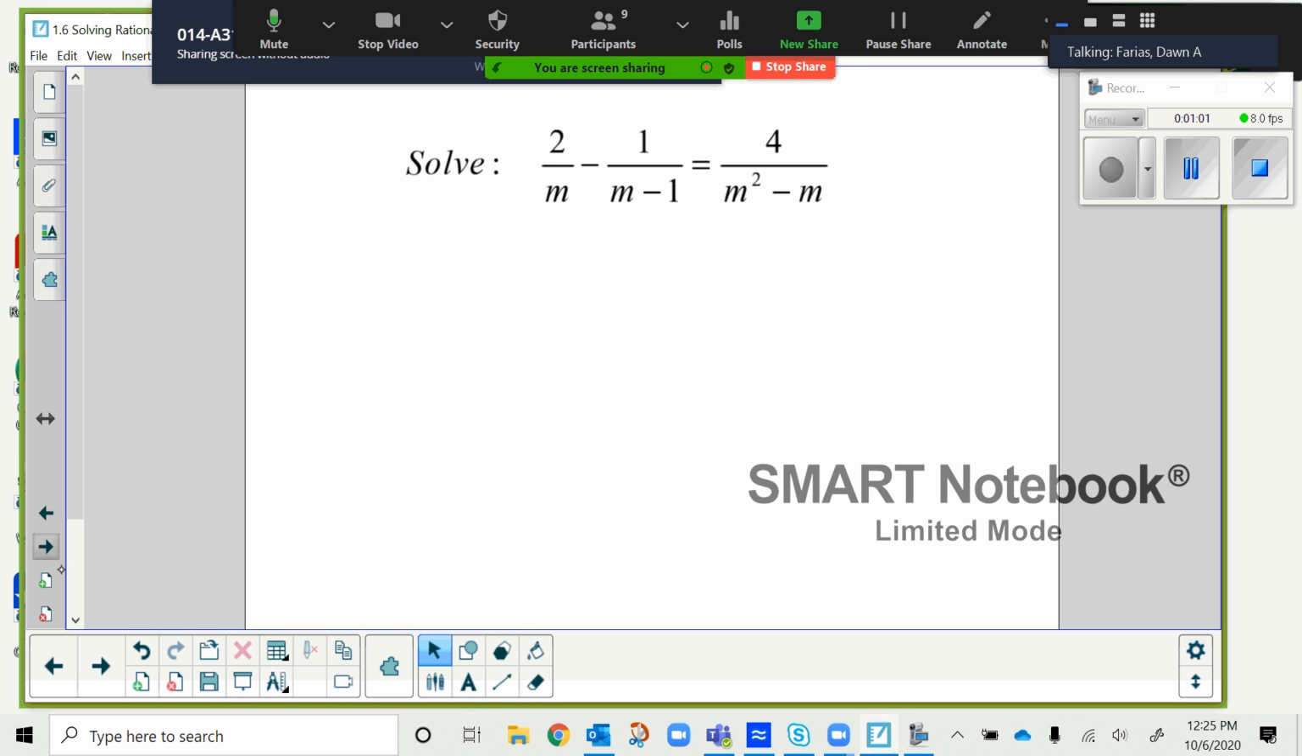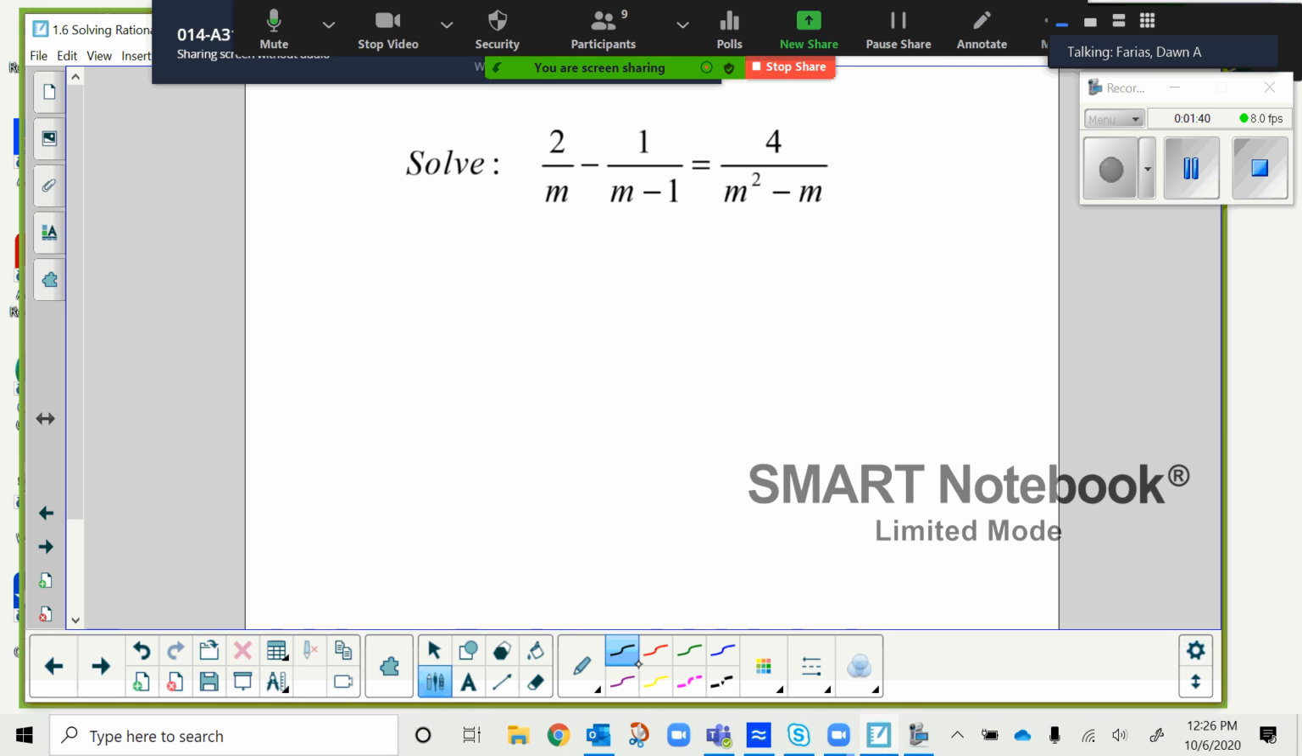All right, so here's our first problem. 2 over m minus 1 over m minus 1 equals 4 over m squared minus m. Let me give you a second to write that down, and then I'm going to show you some stuff to set up the problem, but you're not going to need to write it down. Okay, this stuff I'm about to write down, I don't want you to write down. I just want you to look at your screen and listen to me for a second, okay?